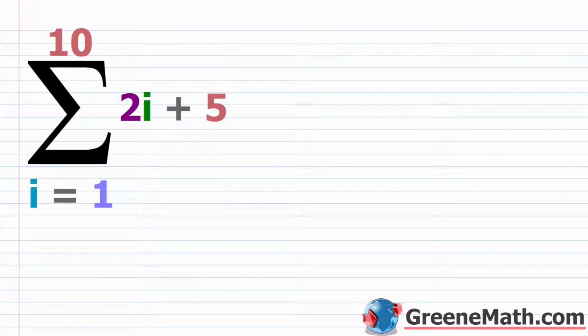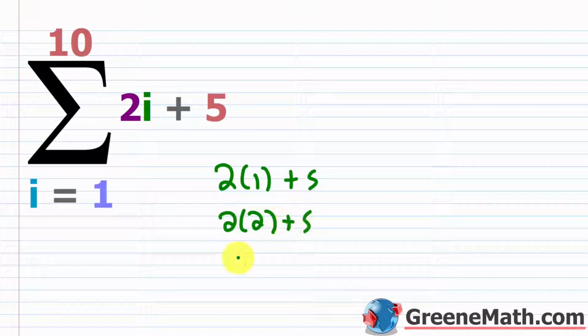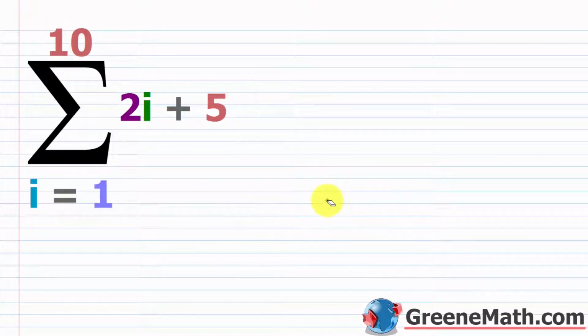So let's look at our sample problem. And this one, you could calculate it. It's from I equals 1 to 10. And we have this summation of 2i plus 5. So starting with 1, going to 10. So we know we could go, okay, 2 times 1 plus 5. Then 2 times 2 plus 5. And we can do this all the way until I gets to 10. But I don't want to do that. I'm going to show you a quicker way, and it's going to take a little bit longer because I'm explaining. But in general, it's going to be quicker to do this.